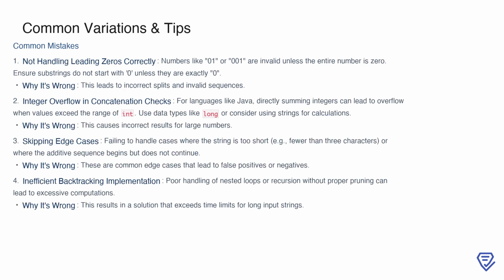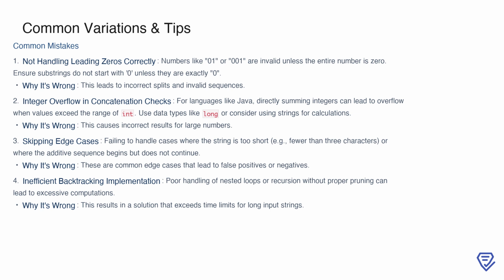When working with additive numbers, there are several common mistakes to watch out for. First, failing to handle leading zeros correctly can cause issues. Numbers like 01 or 001 are invalid unless the entire number is 0. This happens because substrings starting with 0 should only represent the value 0, otherwise, your splits and sequences will be invalid. Another frequent pitfall is integer overflow during concatenation checks.